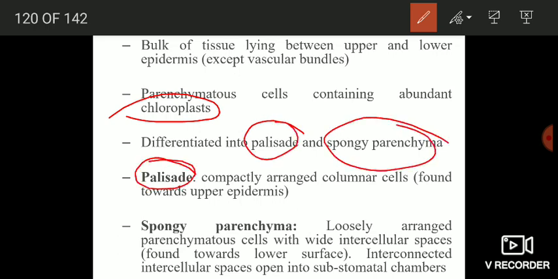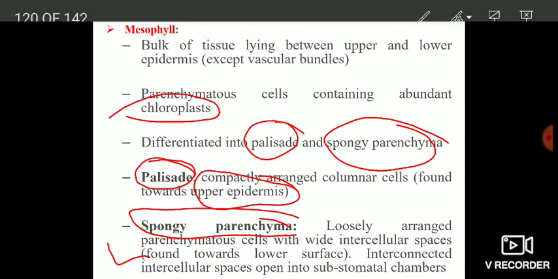Now the palisade parenchyma. Palisade parenchyma is composed of compactly arranged columnar cells. They are usually found towards the upper epidermis. Now the spongy parenchyma. It is composed of loosely arranged parenchymatous cells with wide intercellular spaces. This spongy parenchyma is found towards lower surface or lower epidermis. The interconnected intercellular spaces present between the cells of spongy parenchyma open into substomatal chambers.